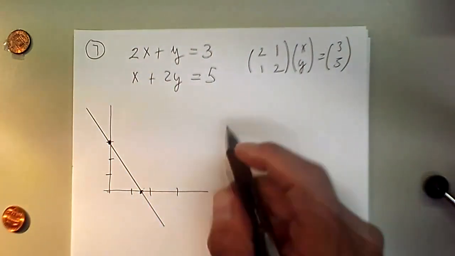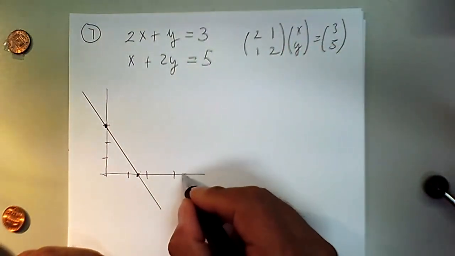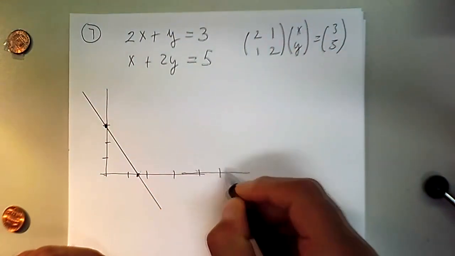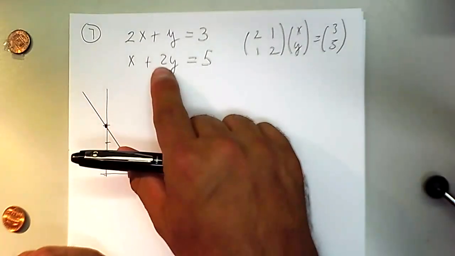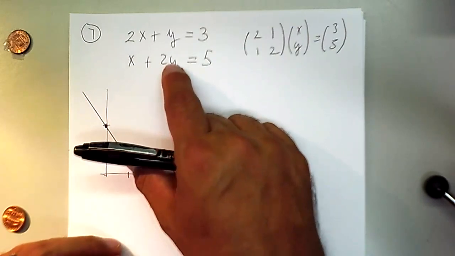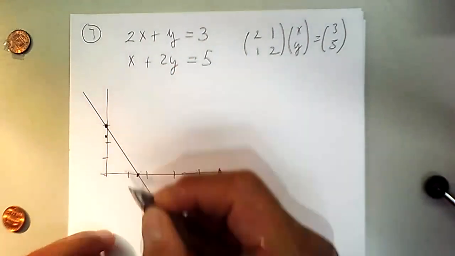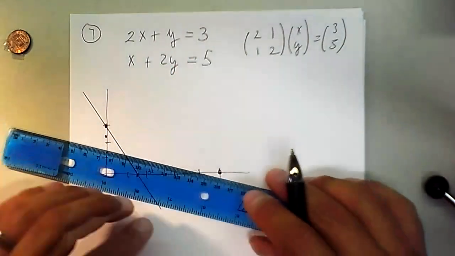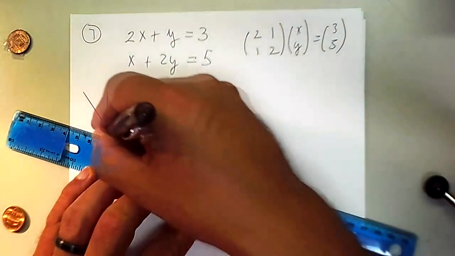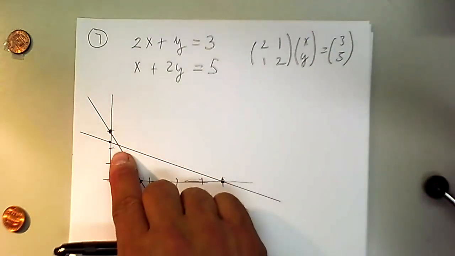For the second line, the x-intercept is going to be 5. 1, 2, 3, 4, 5. The y-intercept is going to be 2.5. So about there. So we're going to connect those two. So we're going to have a solution here.